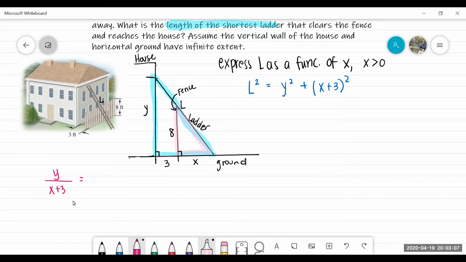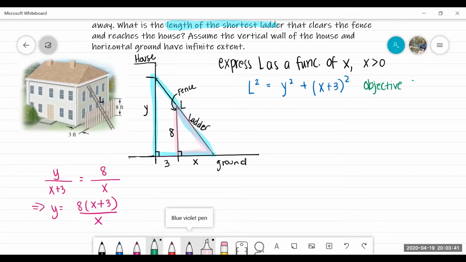Okay, so that's equal to 8, so it lines up with y. Both of them are those heights. And you can actually solve this for y, right? So we can say y is equal to (8x + 3) all over x. And that gives us a constraint that we can plug in. So this up here is going to be our objective function, and this is going to be a constraint.